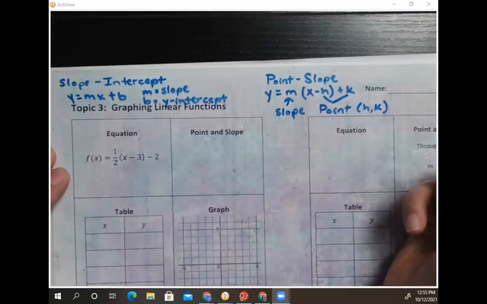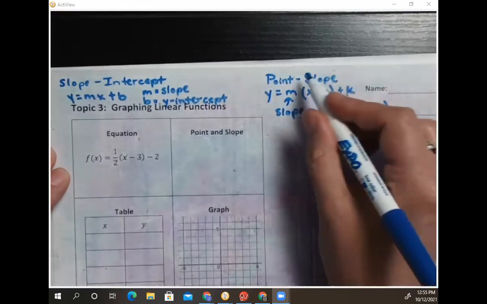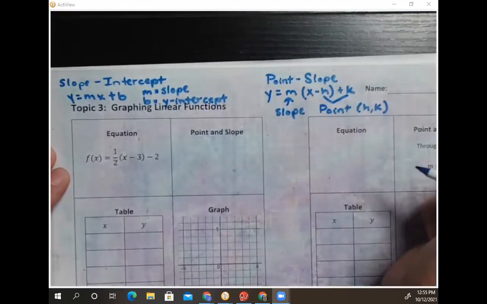So it opens up our options a little bit. If I don't have the y-intercept, that's fine. We can still write point slope form. And this is what we're going to focus on for today, point slope form.